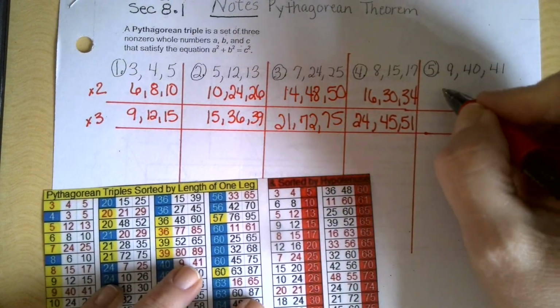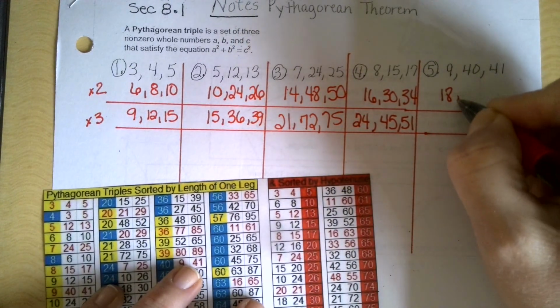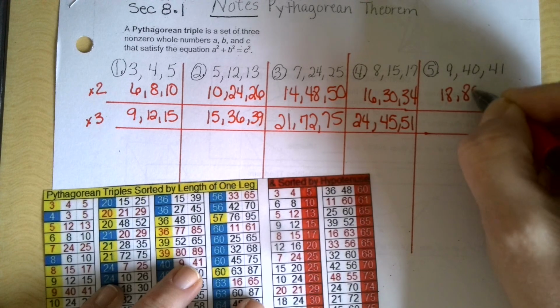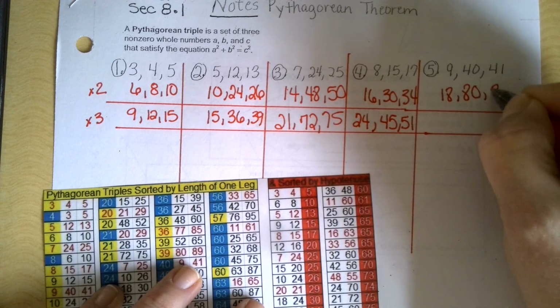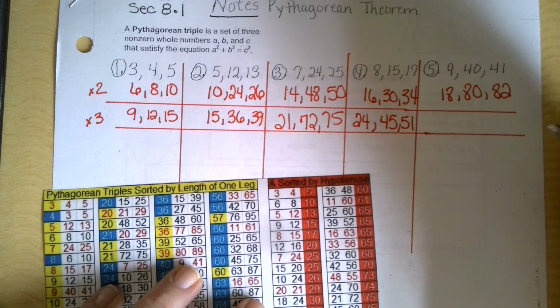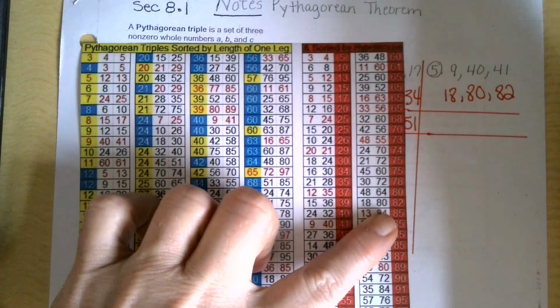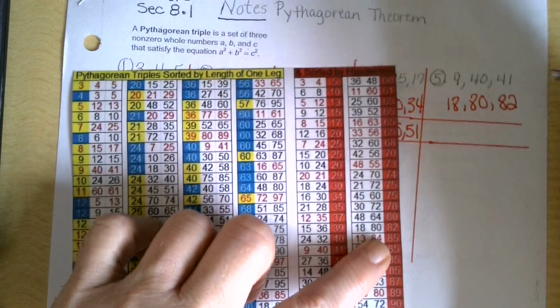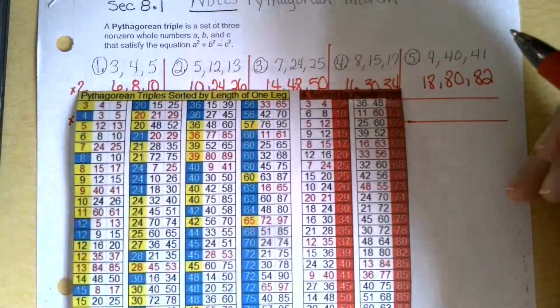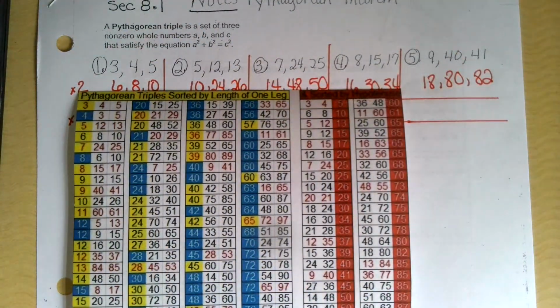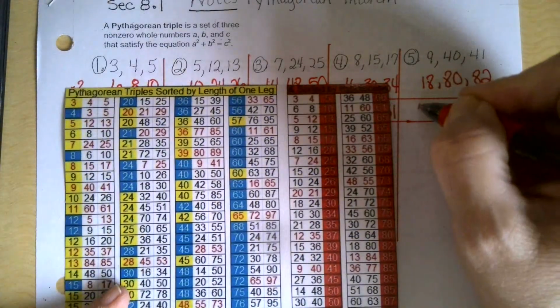Multiply this one by 2. 2 times 9 is 18. 2 times 40 is 80. 82. And so that one is 18, 80, 82. And then multiply that by 3. I need to get a 27.